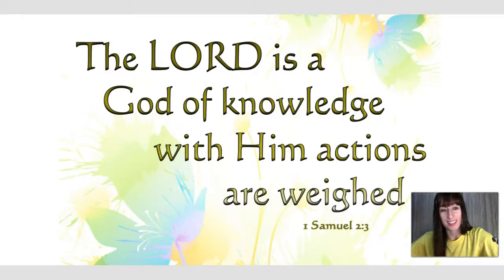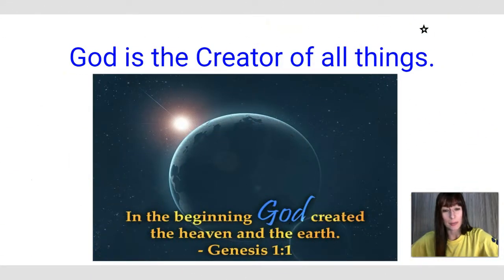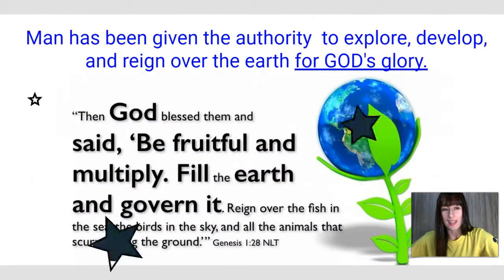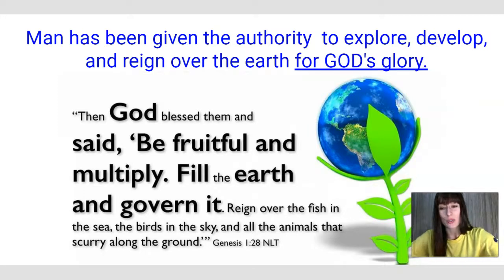And not just that, God is the creator of all things. In the beginning, God created the heaven and the earth. Genesis 1:1. And we also have to remember that man has been given the authority to explore, develop, and reign over the earth for God's glory. Remember Genesis 1:28, God says, "Then God blessed them and said, 'Be fruitful and multiply, fill the earth and govern it. Reign over the fish in the sea, the birds in the sky, and all the animals that scurry along the ground.'" So God gave us the authority to take care of all this that He created, okay, and reign over it.